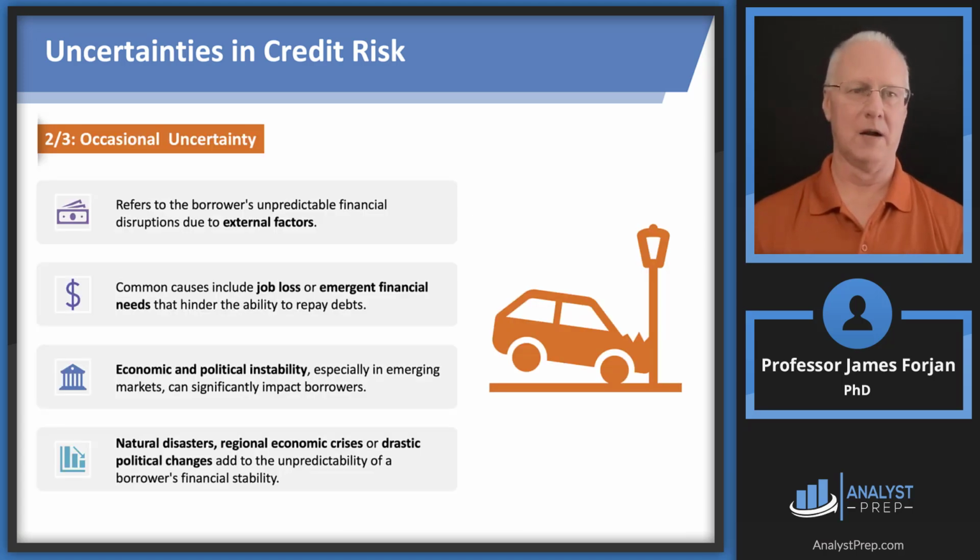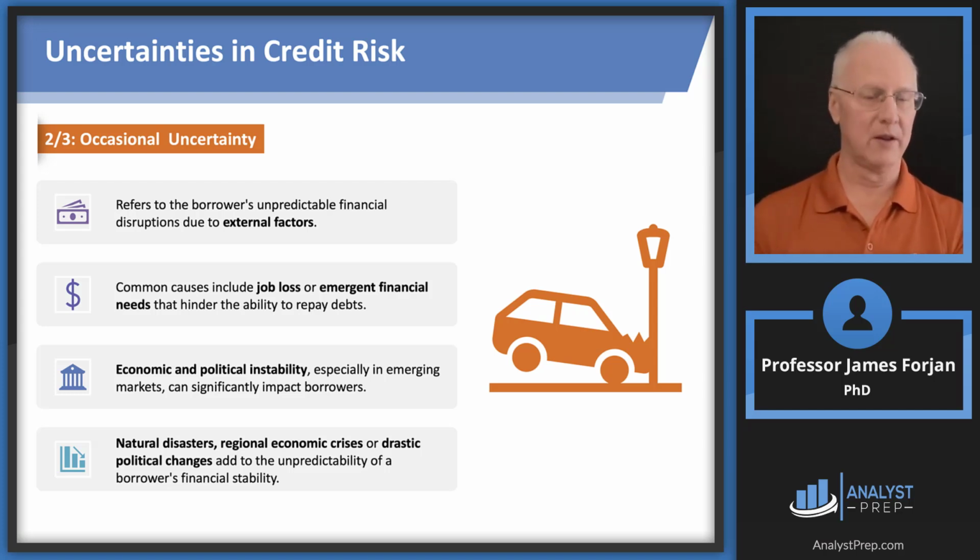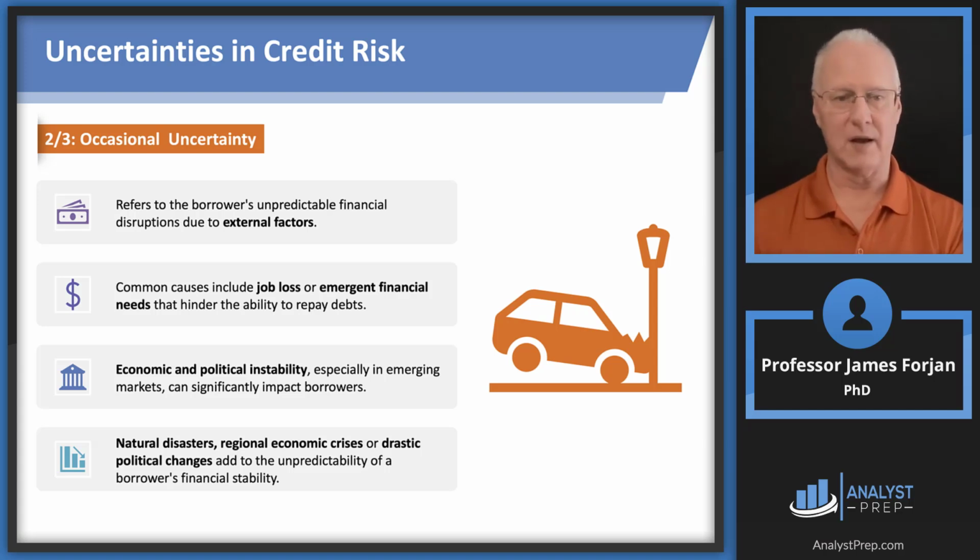Occasional uncertainty. Look down at the bottom. Occasional meaning that these things are not regular events. So these can occur on the macro level. Skip down to the bottom, like I said: natural disasters, economic crisis, drastic political changes. But then skip up to the dollar sign. These are micro occasional uncertainties: job loss, emergency financial needs. So think about occasional uncertainty. External factors, we have that written up at the top. And what these lead to is, hopefully short-term, uncertainty surrounding the repayment of some kind of a loan.